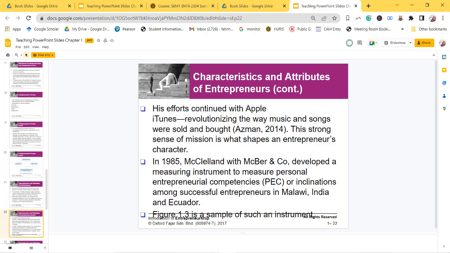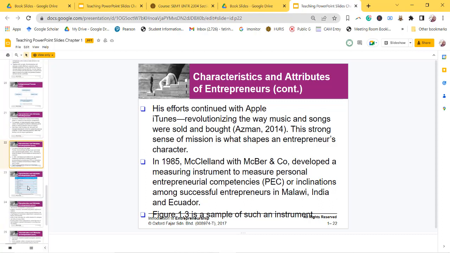And McClelland with McBer and Co. come out with and develop an instrument to measure personal competency. This one, the competency tests for entrepreneurs. Basically, I think there are some. If you go through a government program for entrepreneurs, basically they will ask you to take that test lah.